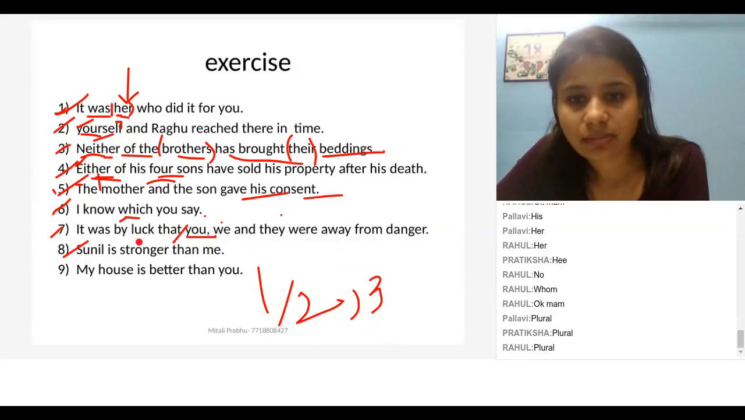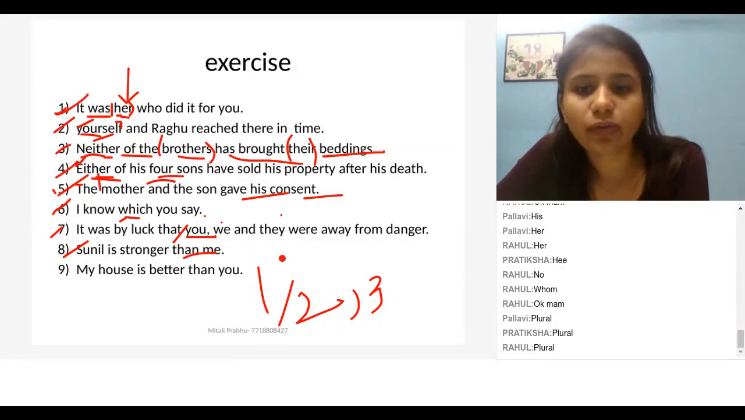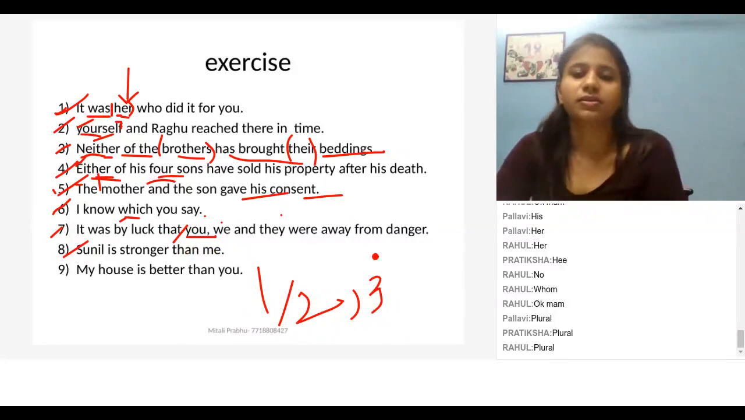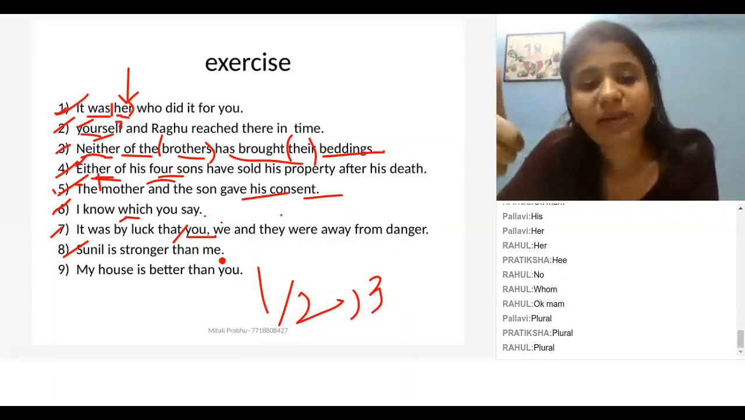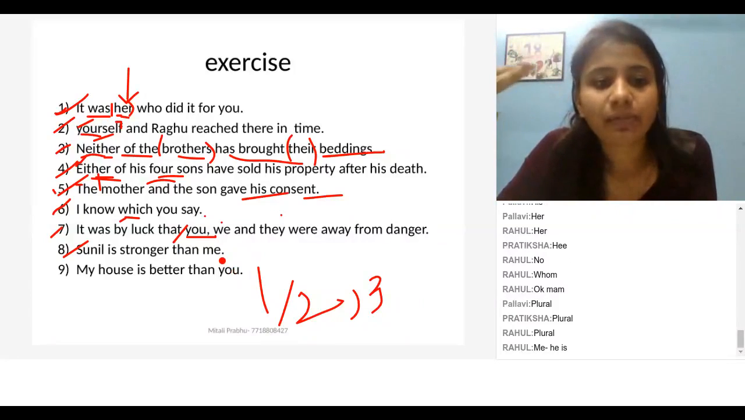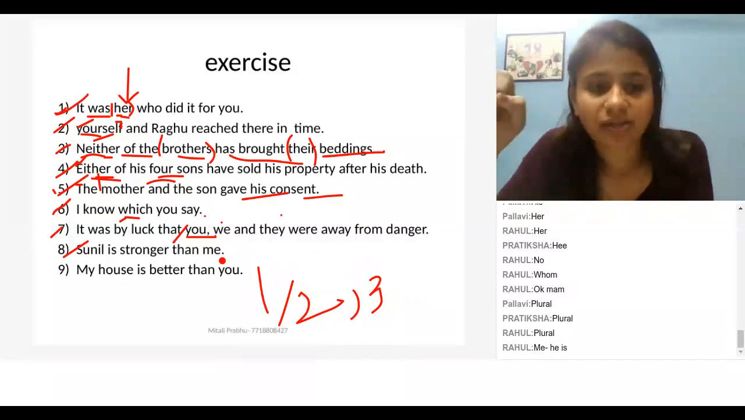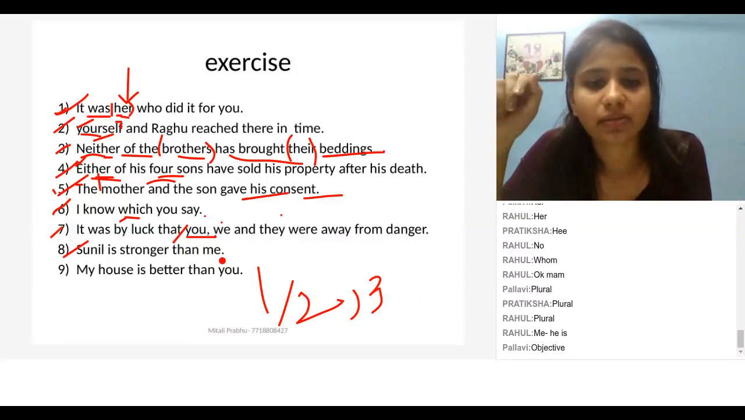Sunil is stronger than me. Now you remember those 5 rules I told you all. When to use subject, when to use object case. Whenever we have a to be, whenever we have a than, whenever we have a but, we'll use a subject case. Whenever we have a between and whenever we have an except, we'll use an object case. You'll remember that slide.